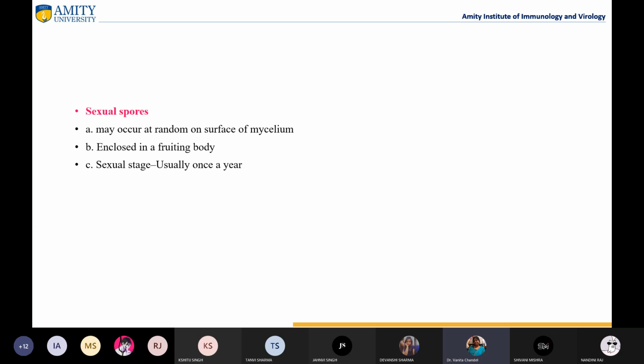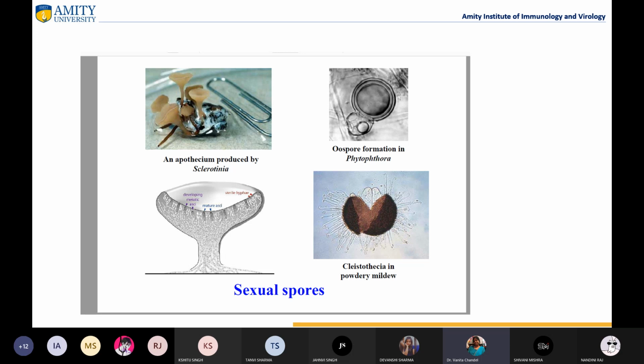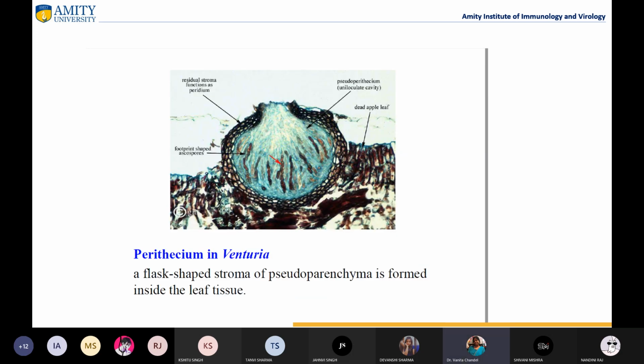Then we have sexual spores which may occur in the mycelium, right? They are enclosed in a fruiting body. The sexual stage is usually once a year, not throughout the year. Only once a year they form these kinds of spores. An example is the apothecium, which is produced by Sclerotinia. So it is the fruiting body on which the spores are produced, or cleistothecia in powdery mildew, which produce spores. This is again a perithecium in Venturia inaequalis.